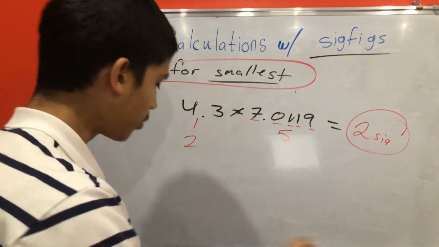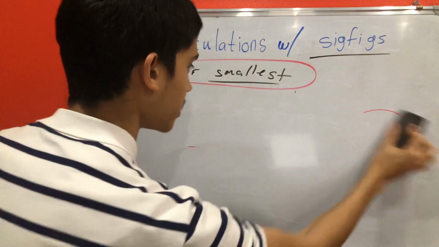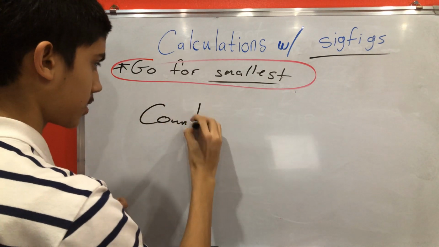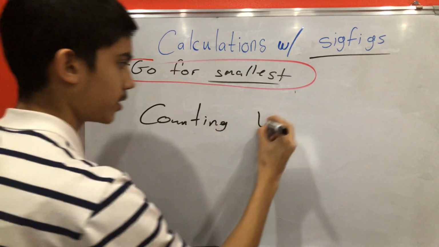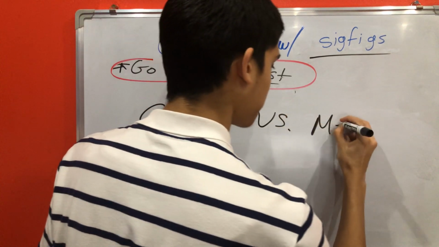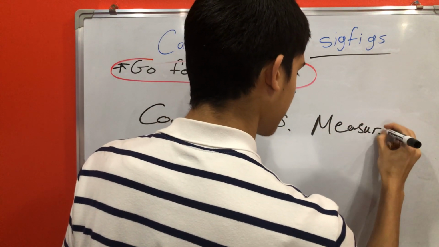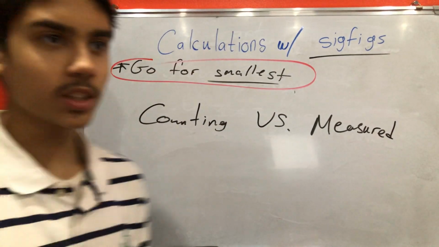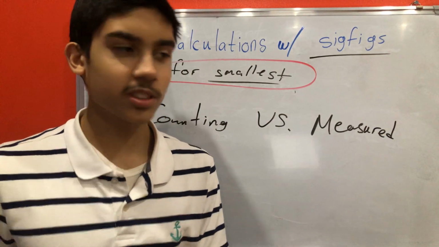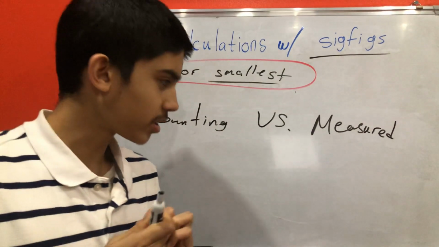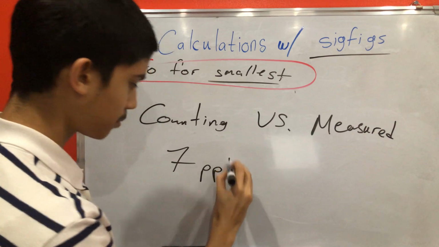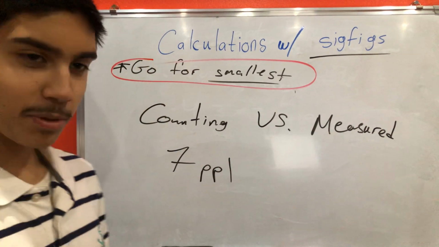Okay, and now we're going to look at the difference between counting versus measured. This is a pretty big distinction. So let's say I was in a bus, and for some reason I decided I wanted to count how many people are in the bus. And I count there are 7 people. So there's 7 people.